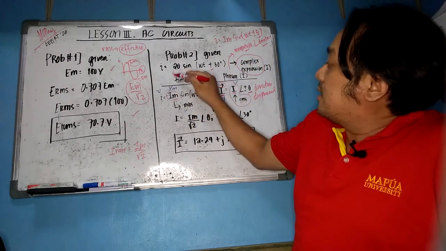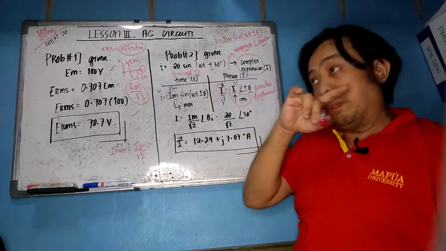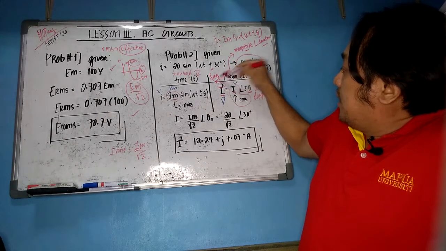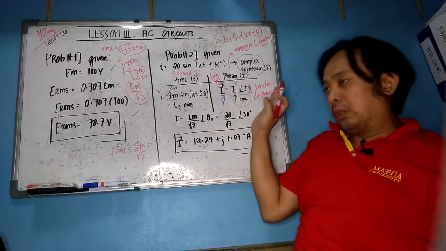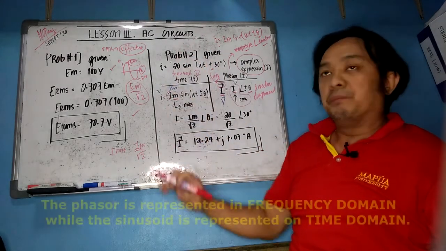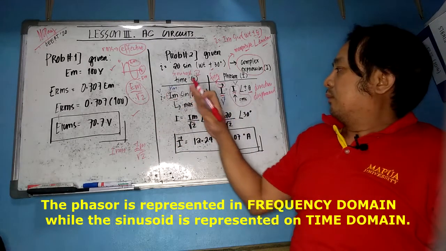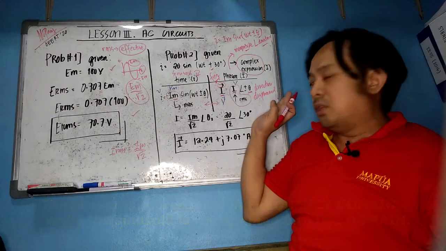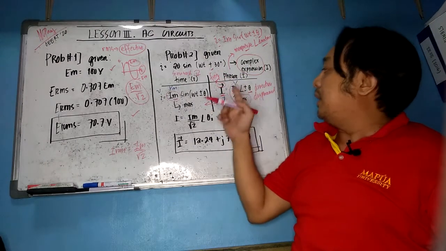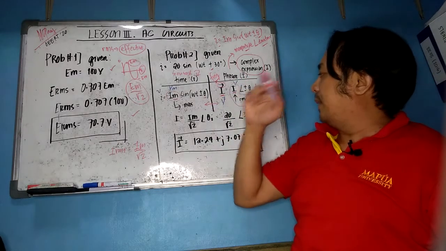This is a sinusoid. So a sinusoid is in terms of time, with respect to time. When you say phasor, it is with respect to frequency. So a phasor is in the frequency domain, the sinusoid is with respect to time. So it means you can convert from the time domain to the frequency domain. So the complex expression here means it must be in the phasor form or complex form.